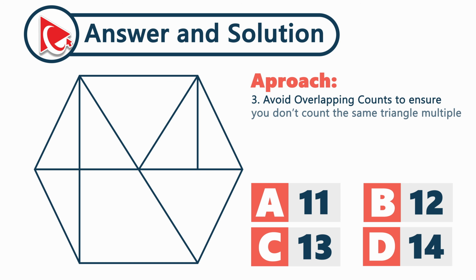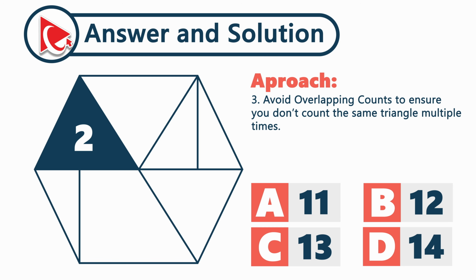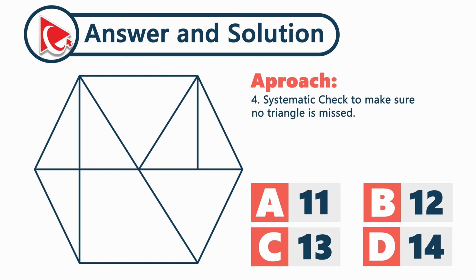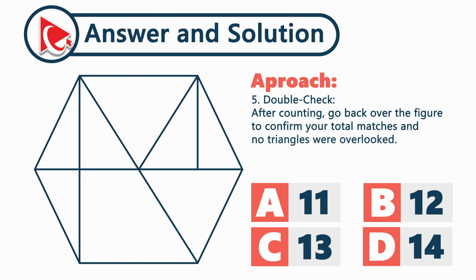Step 3 is probably the most important. We need to make sure that we avoid overlapping counts to ensure that we don't count the same triangle multiple times. And believe me, it is very easy to do. In step 4, let's do a systematic check to make sure no triangles are missed. And in step 5, let's double check ourselves. After counting, let's go back to the figure to confirm that total matches and no triangles were overlooked.